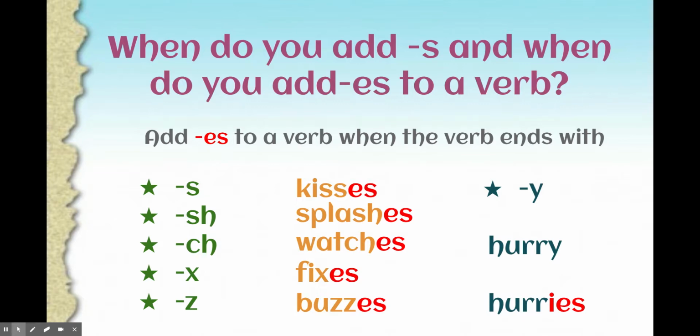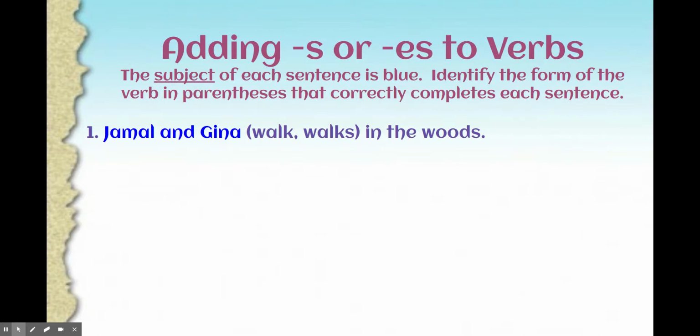All right, so same as yesterday, the subject of each sentence is blue. Identify the form of the verb in parentheses that correctly completes each sentence. So number 1, Jamal and Gina walk or walks in the woods. You should have chosen walk. Jamal and Gina walk in the woods. Jamal and Gina is plural, so we do not add the s.